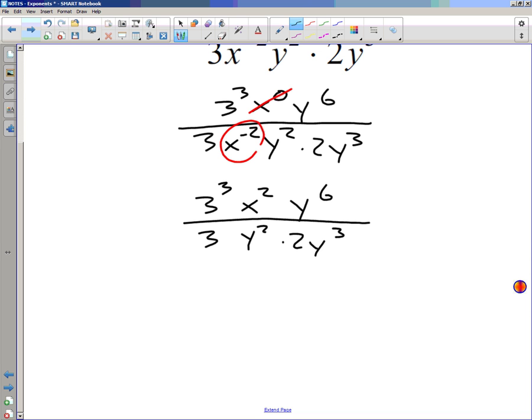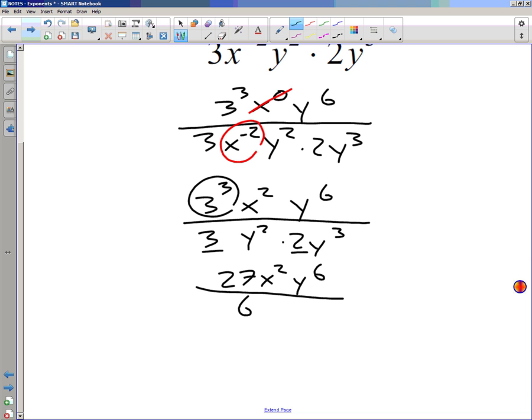Looking at the top, there's nothing really to do except to take care of this 3 to the 3rd power. That is 3 times 3 times 3, which is 27. We've got an x squared and a y to the 6th up here. On the bottom, there's a 3 and a 2, so we can multiply this 3 and this 2 together. We are multiplying everything together on the bottom, so we can take care of that first. They give us a 6.